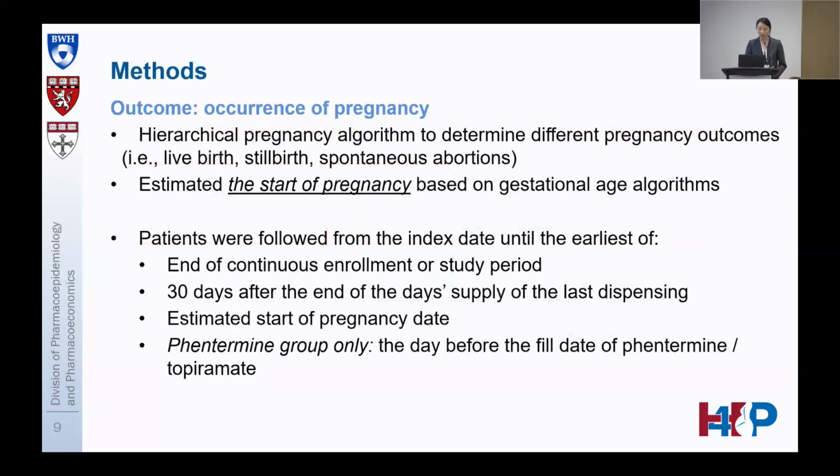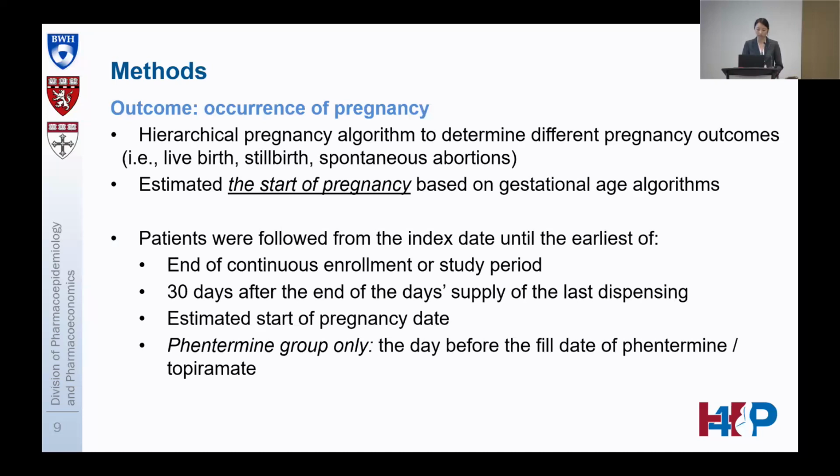In terms of the outcome, we measured the occurrence of pregnancy. We utilized the hierarchical pregnancy algorithm to determine different pregnancy outcomes, because in the database, as we discussed in the previous presentation, we basically need the pregnancy codes first to determine whether a pregnancy occurred in the database, either a live birth or non-live birth. And then, based on the date of the occurrence, we look back to determine the start of pregnancy, because what we really care about here is whether pregnancy occurs when they are on treatment.